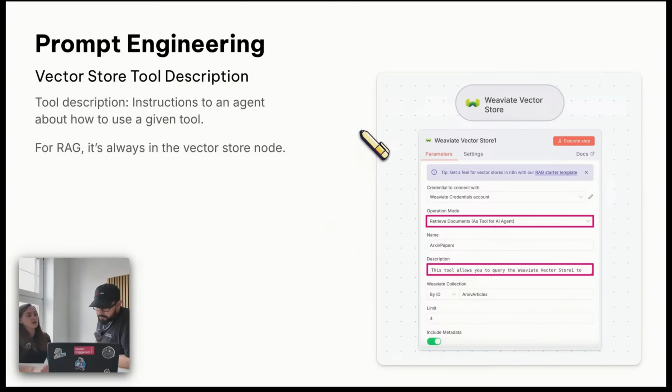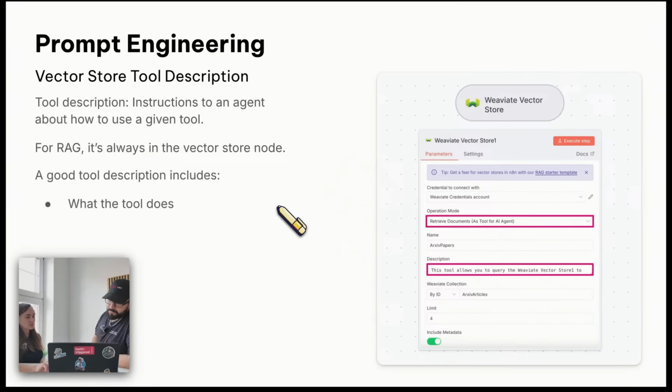But this description here instructs the agent how to use a tool and to use the tool, because just because you attach a tool to an agent, you cannot assume that the agent is going to use it. You need to give the agent explicit instructions to use that tool, and you need to tell them how. And when you're doing RAG, this is always in the vector store node, which is a key detail. This here is the AI agent node. So it's important to know that this is in the vector store node. And a good tool description always includes what the tool does, obviously, when the tool should be used, maybe when it shouldn't be used as well, of course, going off our previous conversation, and how the tool should be used.